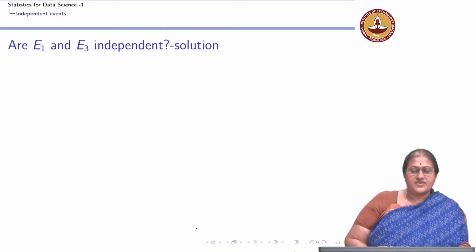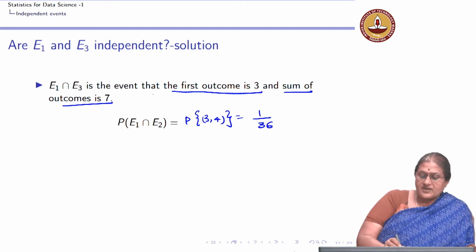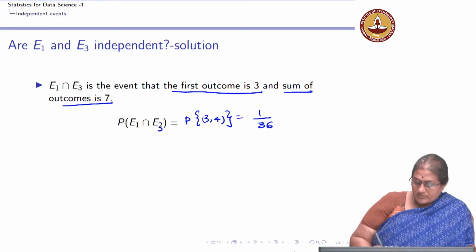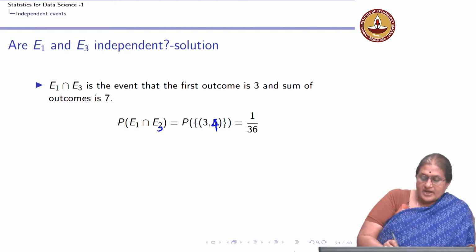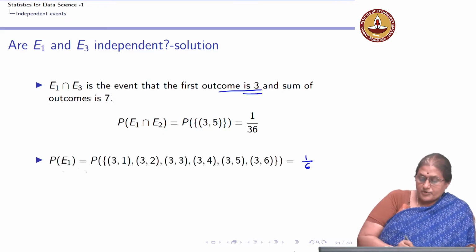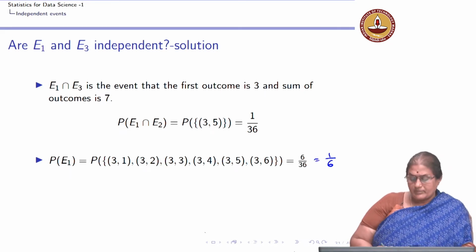So, the next question we are asking is, are E1 and E3 independent? So, E1 intersection E3 is the event that the first outcome is a 3 and the sum of outcomes is a 4. So, this is probability of (3, 4), which is 1 by 36. So, I have probability of E1 intersection E3 is probability of (3, 4), which is 1 by 36. I have probability of E1 as before, which is equal to 6 by 36. I can see that this is equal to 1 by 6.